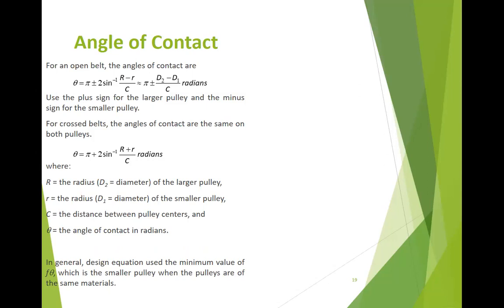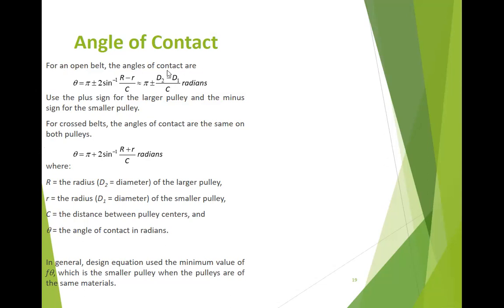Next, the cross belt. The angle of contact is the same on both pulleys. So theta is equal to pi plus 2 times arc sine of (R plus r) over C, in radians. Take note that here we do not use (D2 plus D1) over C without the arc sine. Why? Because it is a plus, so you cannot approximate it.